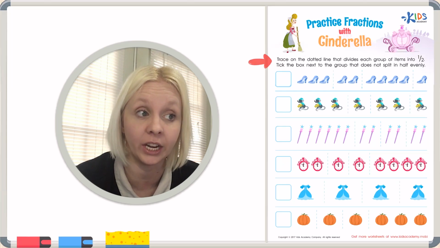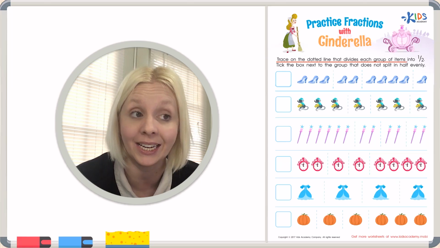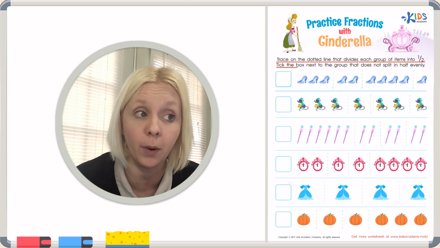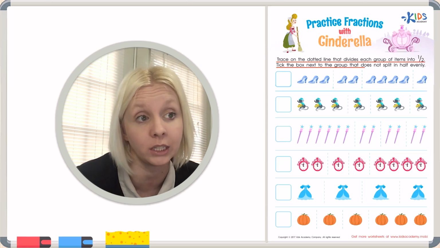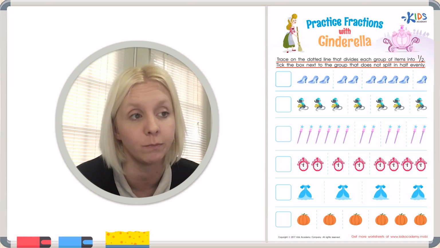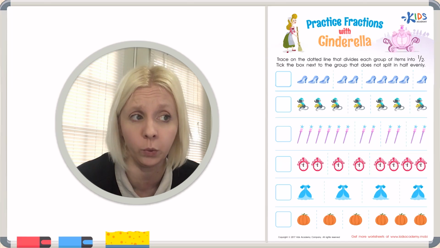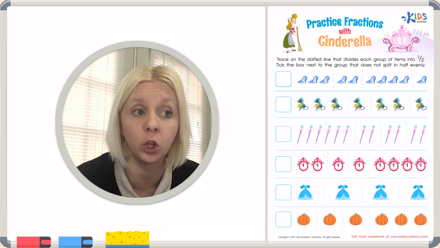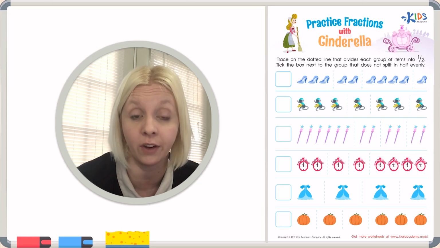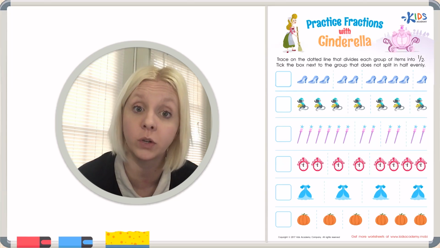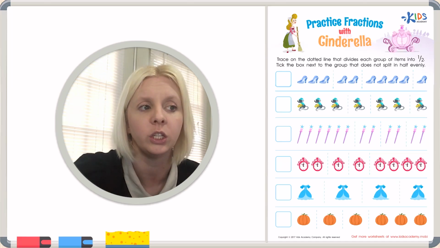Our directions say trace on the dotted line that divides each group of items into half. Tick the box next to the group that does not split in half evenly. Okay, so we've got a couple of things that we're going to do here. The first one is we are going to look at each one of the rows of items, and we're going to just try to divide it into half so there's equal parts on both sides. So let's take a look.